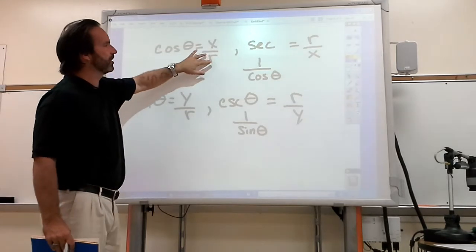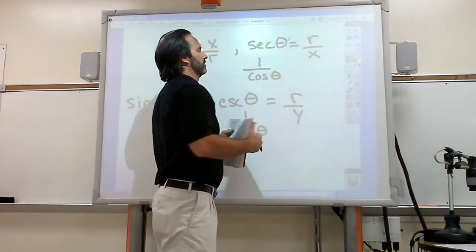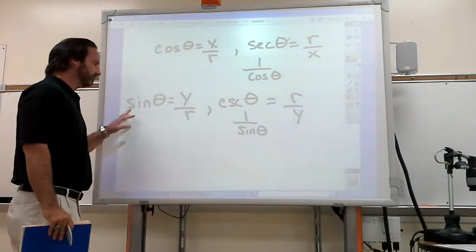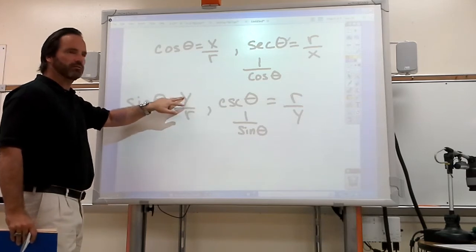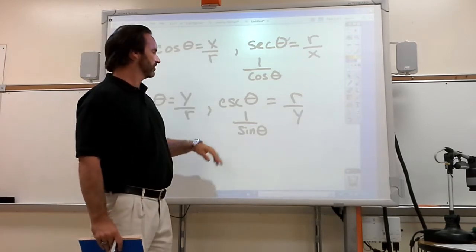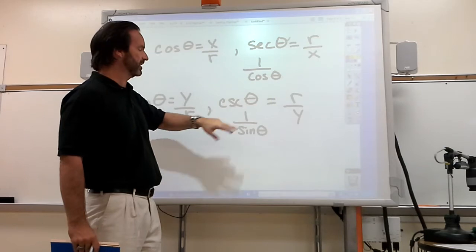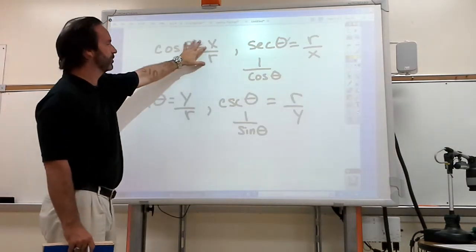Cosine theta, x over r, secant of theta, your angle is r over x. Sine theta, y over r, opposite over hypotenuse, so that's sine theta. Cosecant's the reciprocal of that. That's 1 over sine theta. So notice that's r over y. Okay? So hopefully you get those down.